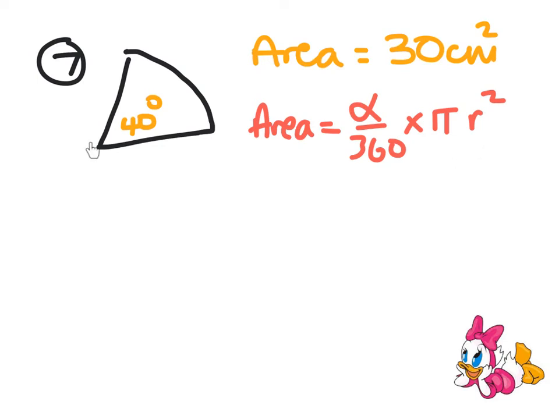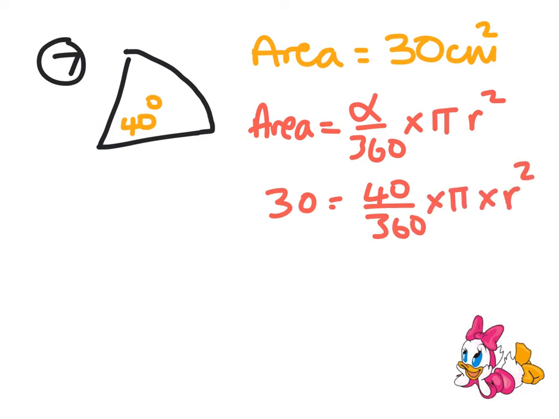Because if we have to find the perimeter of this shape, then we're going to need to know what the straight bits are, which is the radius, and we're going to need to know what the curved part is, which is the arc. So we're going to have to find the radius first, then find the curved part, and then add it all together. So, what do we know? We know the area is 30, we know the alpha is 40, times pi, we don't know what the radius is.